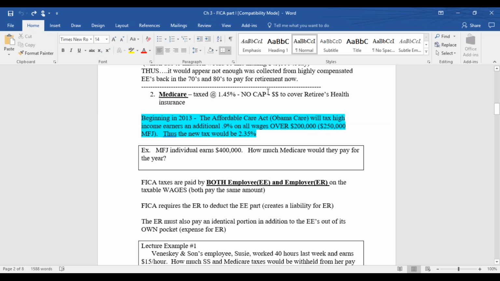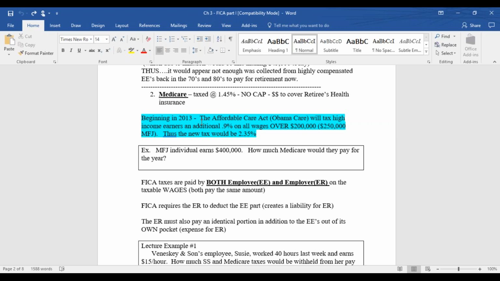The other difference between Medicare and Social Security is there's no cap. So no matter if you make 50,000, 10,000, or 300,000, you're still going to pay 1.45% into the Medicare fund. This ultimately goes towards when you become 65 and you start collecting Medicare. This is a piece of it that you get.